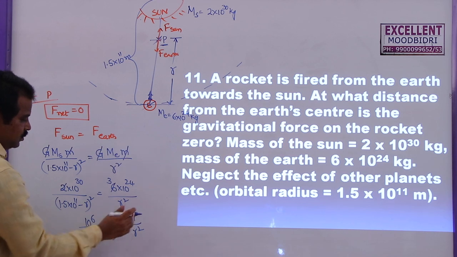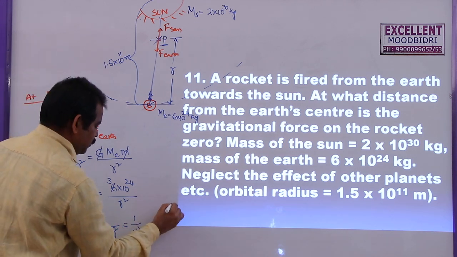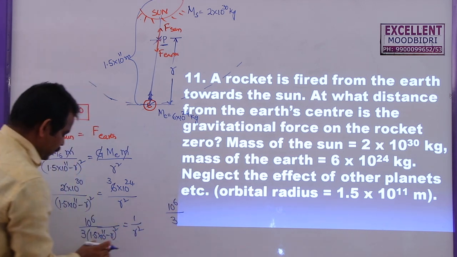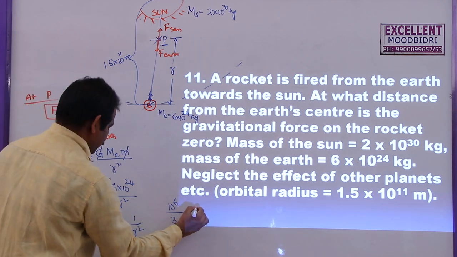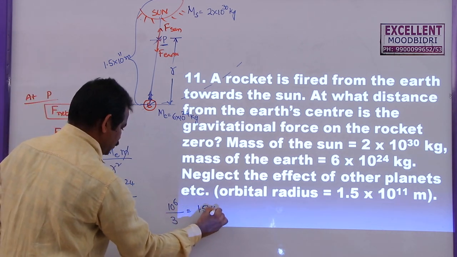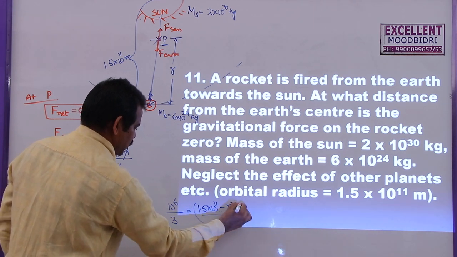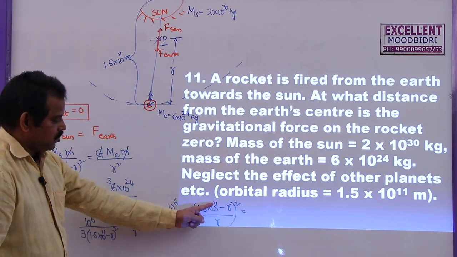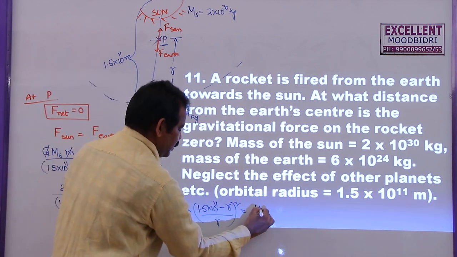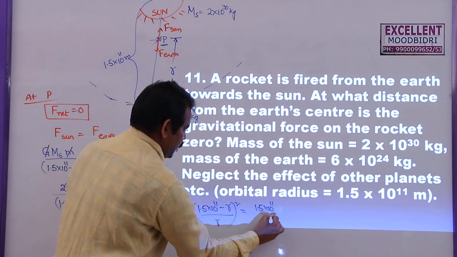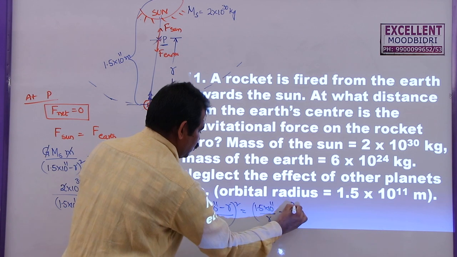Now you bring this one to this side. You can write 10 power 6 by 3. When it goes that side, this will become 1.5 into 10 power 11 minus r by r whole square. So this you can write as 1.5 by r. This is 1.5 into 10 power 11 by r minus 1, whole square.